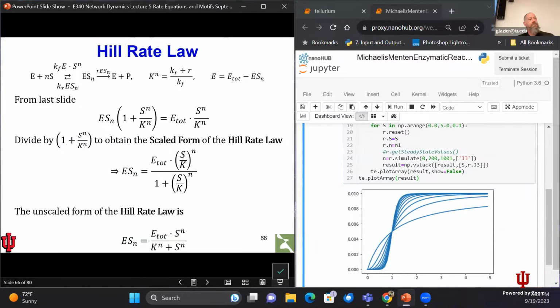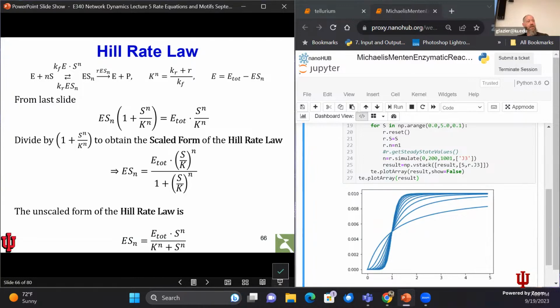And that's the Hill law. The rate of production, ESN, is E total times S divided by the half-maximal scaling factor K, raised to the nth power, over 1 plus S over K, again raised to the nth power. Notice that if n is 1, that's the Michaelis function.